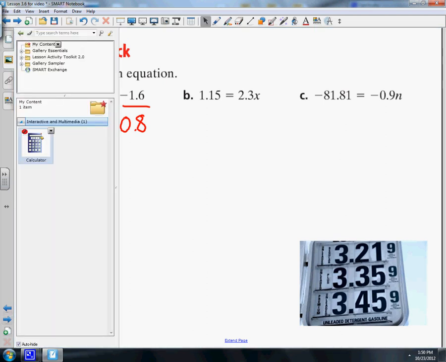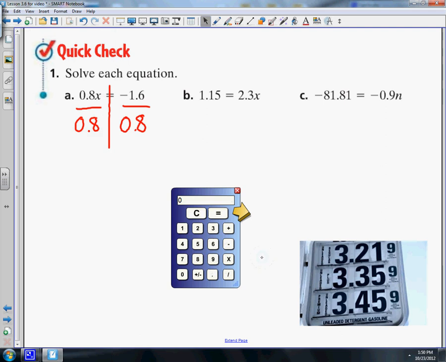Now, on these, you can use a calculator. So I have 1.6 divided by 0.8, and my answer is 2. Remember, if this is a negative divided by a positive, your answer is going to be negative 2. So try the next two problems, and then we will go over them.